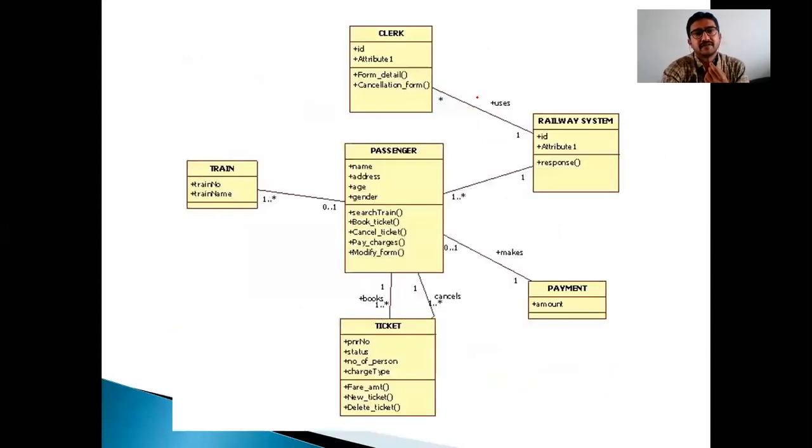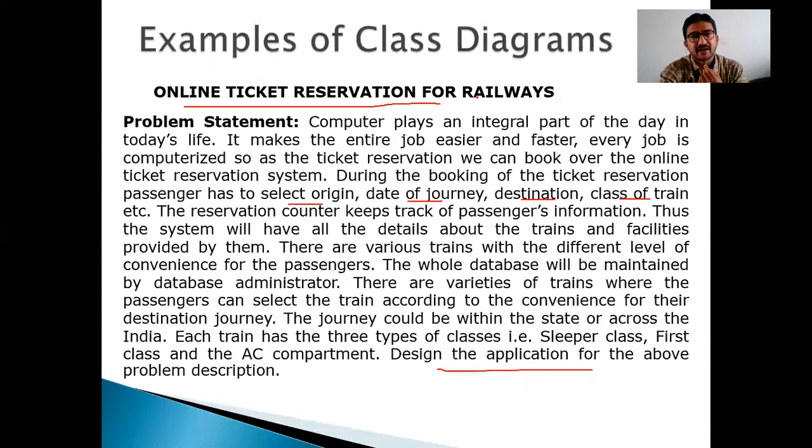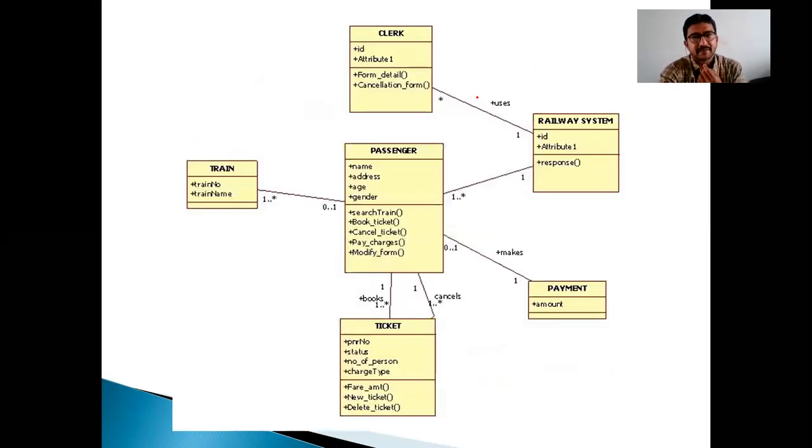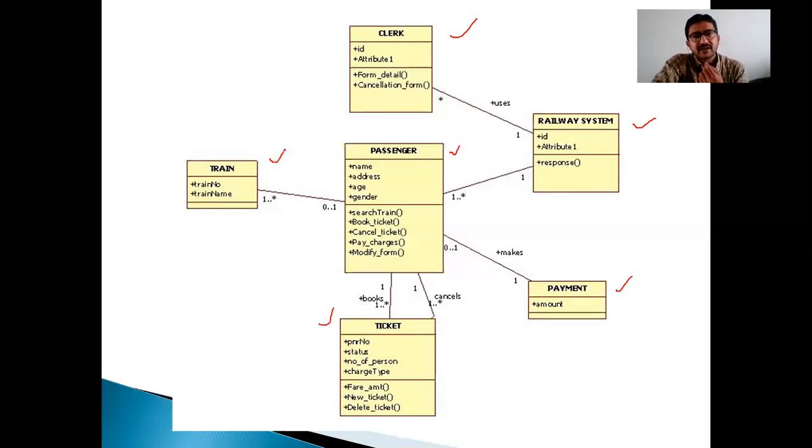Okay? And if you see this problem statement, online railway ticket reservation for railways, for this example, this is one class diagram. I'm not saying you must draw the same way. You can draw any other diagram, any other way also. How many classes are there here? 1, 2, 3, 4, 5, 6 classes. What are the class names? One is clerk, second is railway system, third is payment, fourth is passenger, fifth is ticket, and sixth is train. Like this, you can take any other classes.